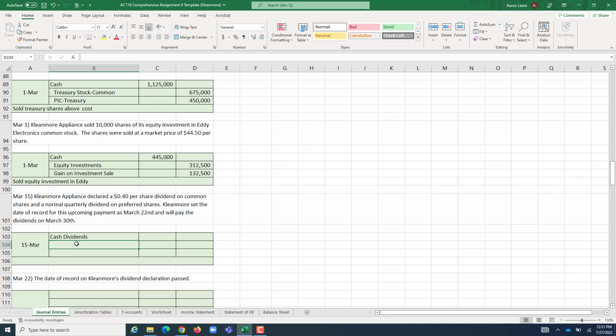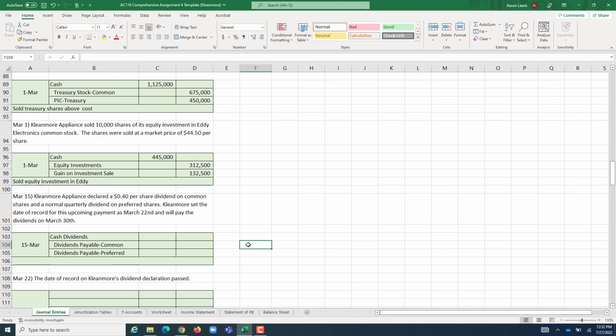Secondly, we're saying we're going to pay these in the future. We're committing ourselves to this, which means we're liable to have to pay these dividends in the future. So we are going to make a liability account for our dividends called dividends payable. Since we have two different classes, we're going to make two of these. One for our common shares, which we're going to call dividends payable common, and one for our preferred shares, which is dividends payable preferred.